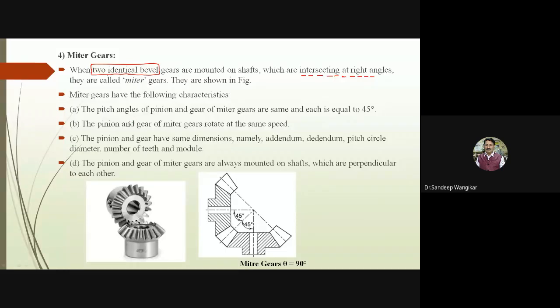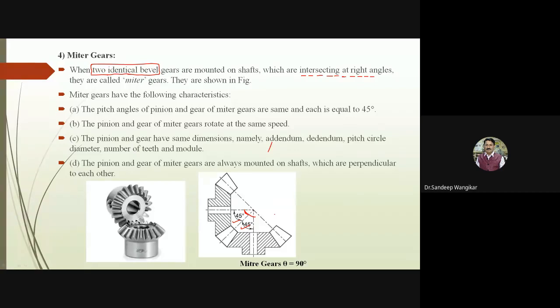The pitch angles of pinion and gear of a miter gear are the same. Here you can see the pitch angles are the same, that is 45 degrees and 45 degrees. Both the pitch angles are the same. Here it is shown 45 and 45 degrees. The pinion and gear of a miter gear rotate at the same speed. See, as they are identical, whatever the speed of the pinion, it will be the speed of the gear.